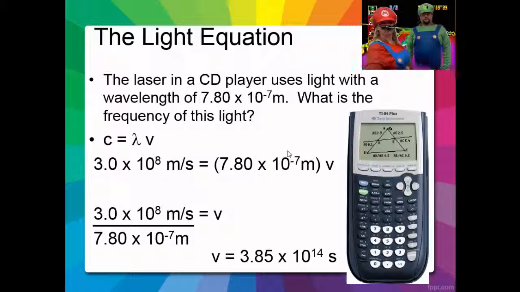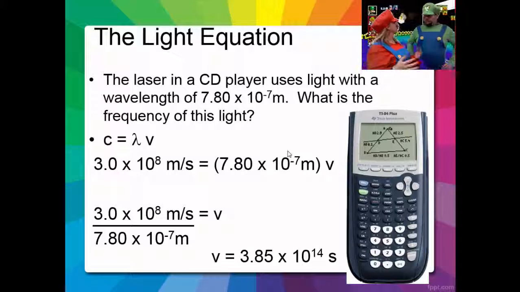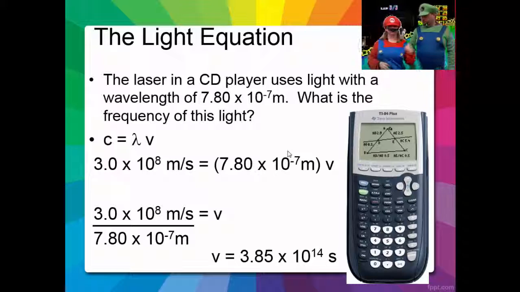So now our meters, because we have one on top, this would cancel with one on bottom, and we're left with seconds. So frequency, that is how many waves occur in a second? Exactly. So there's a lot of waves in a second. Exactly. And that's about all we got.